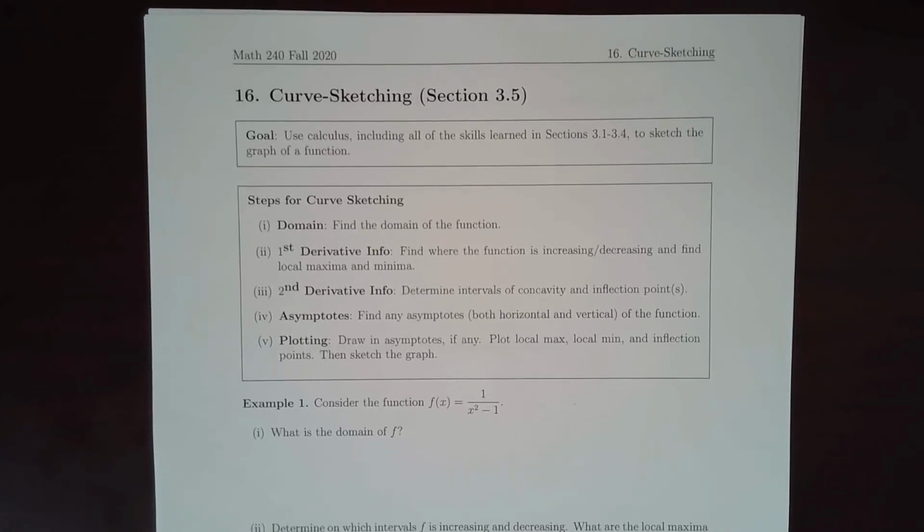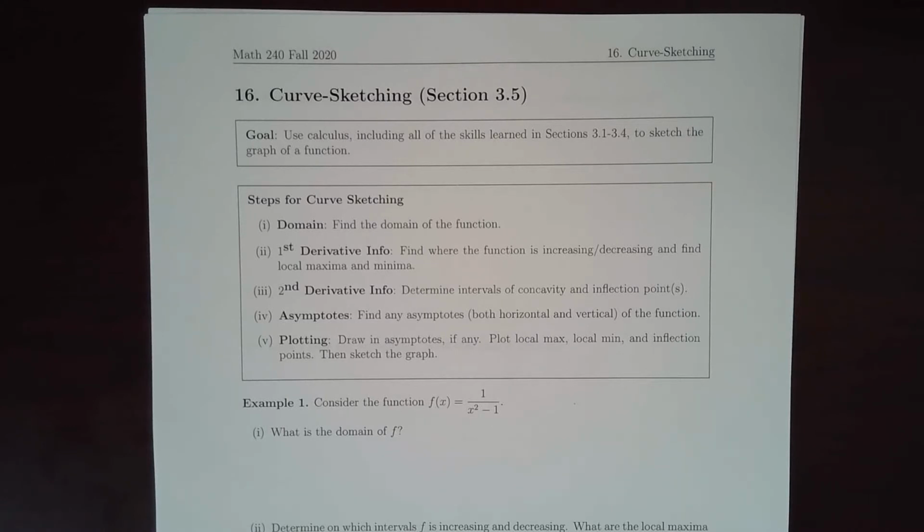Now we're going to pull a lot of the things we've looked at together to try to sketch the graph of a function using all of the pieces of information we now have at our disposal. So if we want to sketch a curve, the first thing we need to know is the domain. So we want to find the domain of the function. This will tell us about where we have vertical asymptotes, as well as some places that could or could not be local mins or maxes.